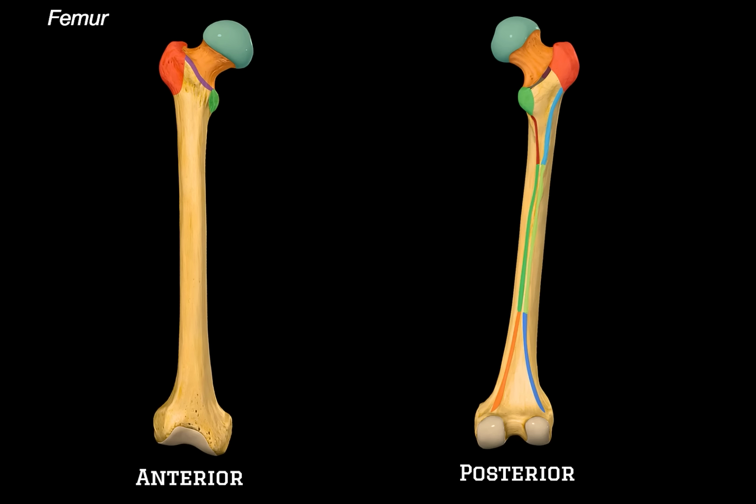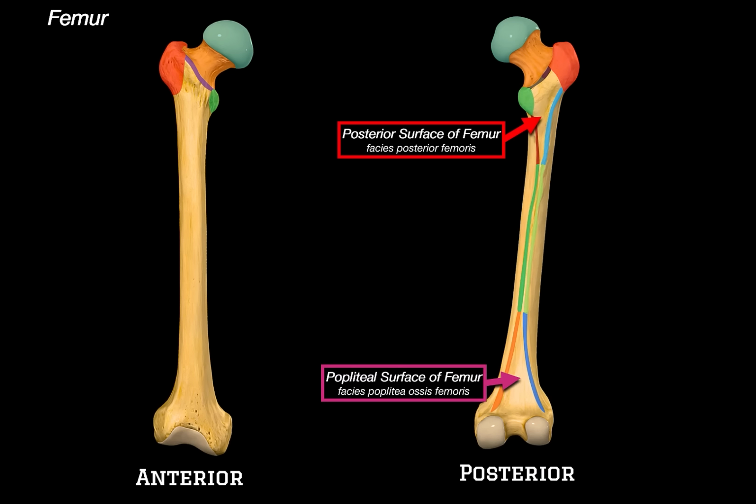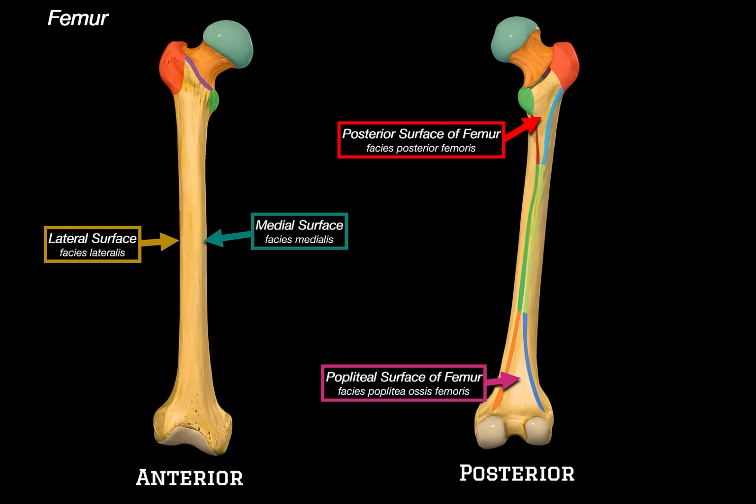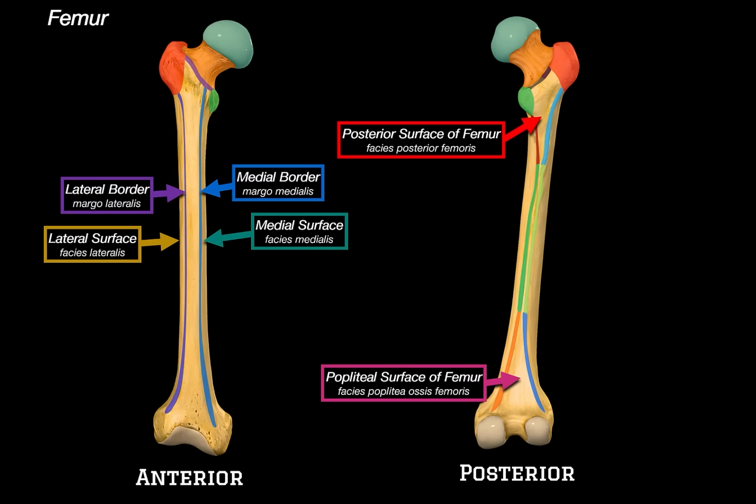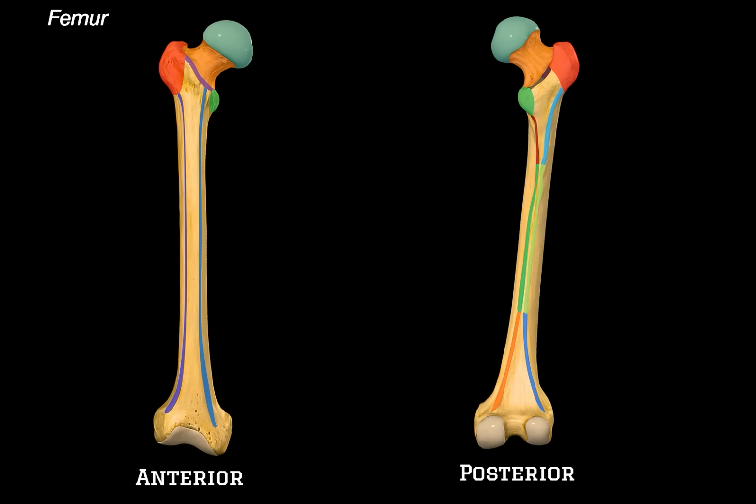Other surfaces you will come across on the posterior view are the posterior surface of the femur up here, and you will also see the popliteal surface down here towards the distal end. Then we have a lateral surface and a medial surface, and if we now focus on the anterior view, you will notice two distinct borders here, the medial border and the other called the lateral border. Between these two borders lies the anterior surface, which gives origin to the vastus intermedius muscle, one of the quadriceps muscles. Alright, that was everything for the shaft of the femur.